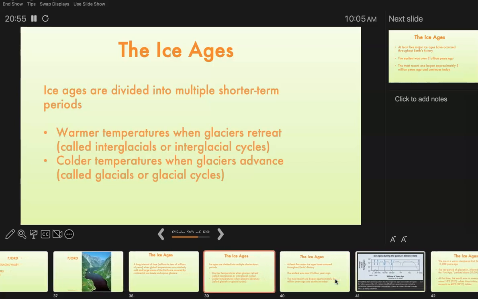What you probably didn't know is that there's a lot of bouncing around in an ice age, in quotes. You've got these subcycles, if you would, where the temperatures actually go up, what we call interglacials, and where the temperatures go back down, what we call glacials.